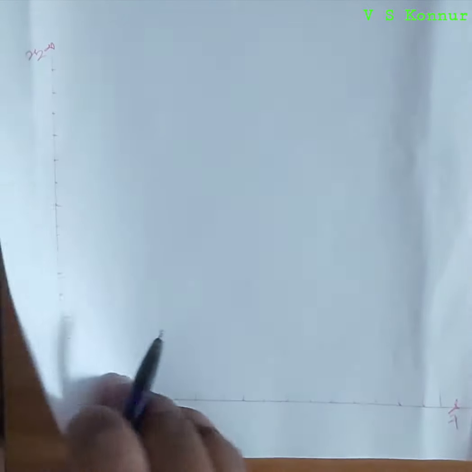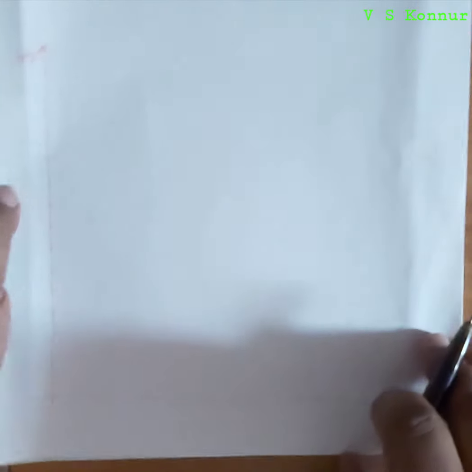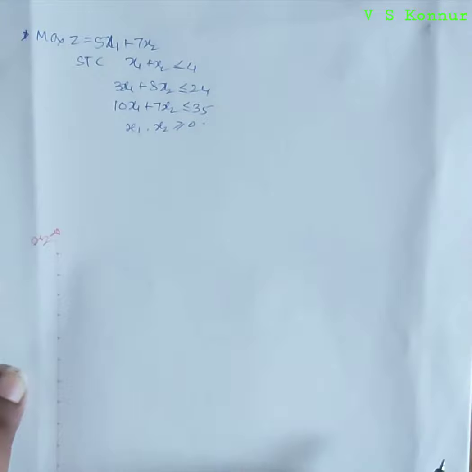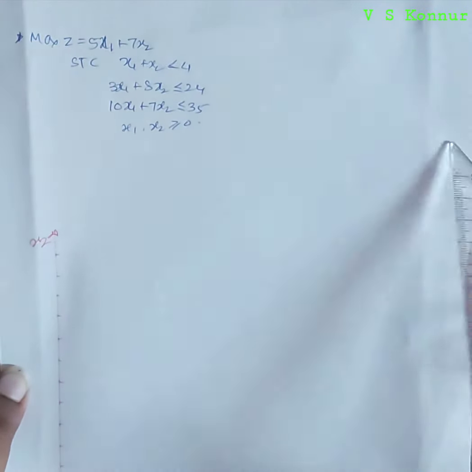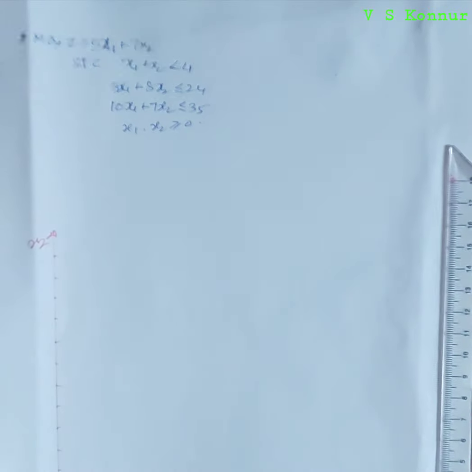Next we'll have another problem, max of z. The next problem is maximization of z is equal to 5x1 plus 7x2.